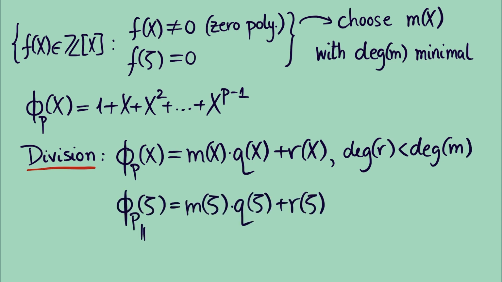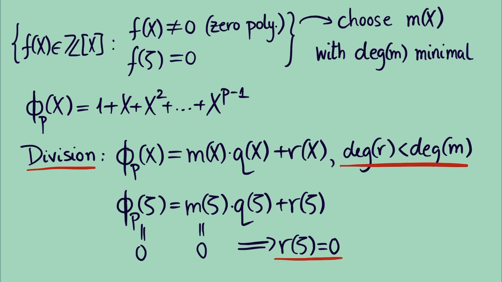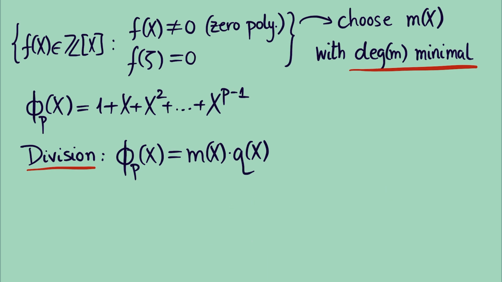If we evaluate this identity at zeta, we see that these two terms are 0, forcing r of zeta to also be 0. But r has a lower degree than m, which we took as having minimal degree. This can only happen if r is the zero polynomial. So really our minimal polynomial must properly divide phi.